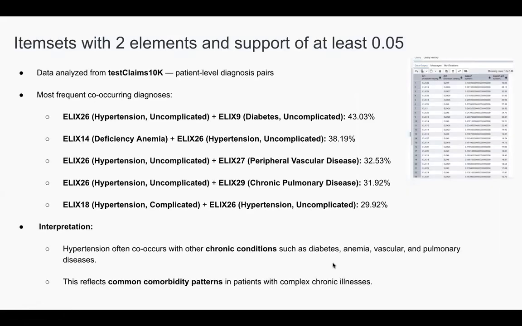The next question asks about item sets with 2 elements and support of at least 0.05. Data analyzed from test claims 10K, patient-level diagnosis pairs. So here it shows the most frequent co-occurring diagnoses that are listed right here, and these are the different types that we have. These show that hypertension often co-occurs with other chronic conditions, such as diabetes, anemia, vascular, and pulmonary diseases. This reflects common comorbidity patterns in patients with complex chronic illnesses.